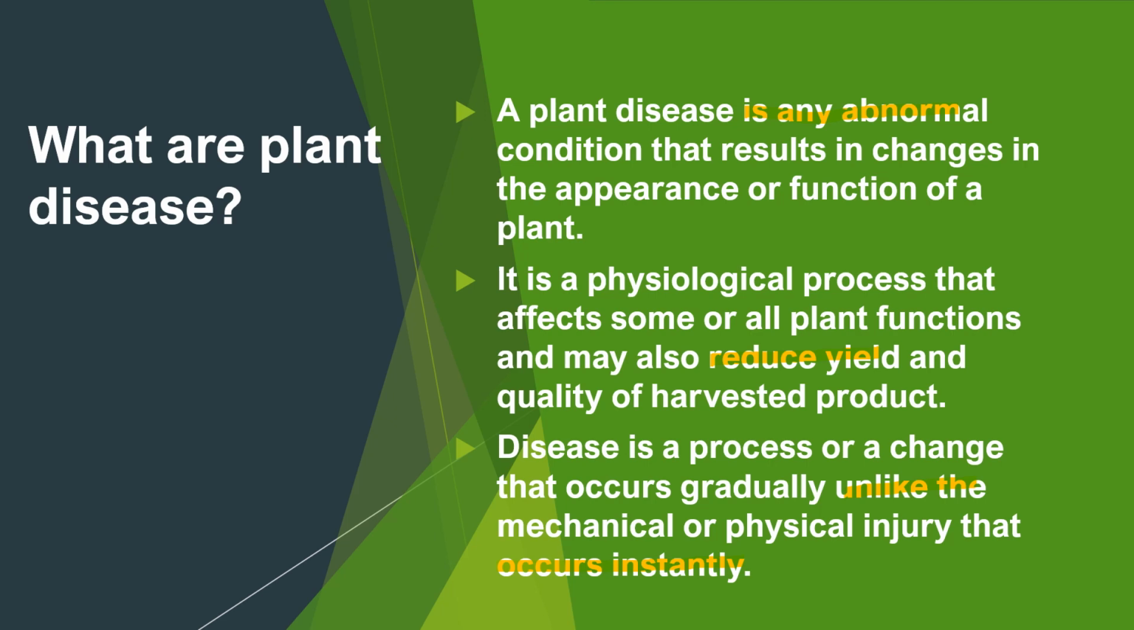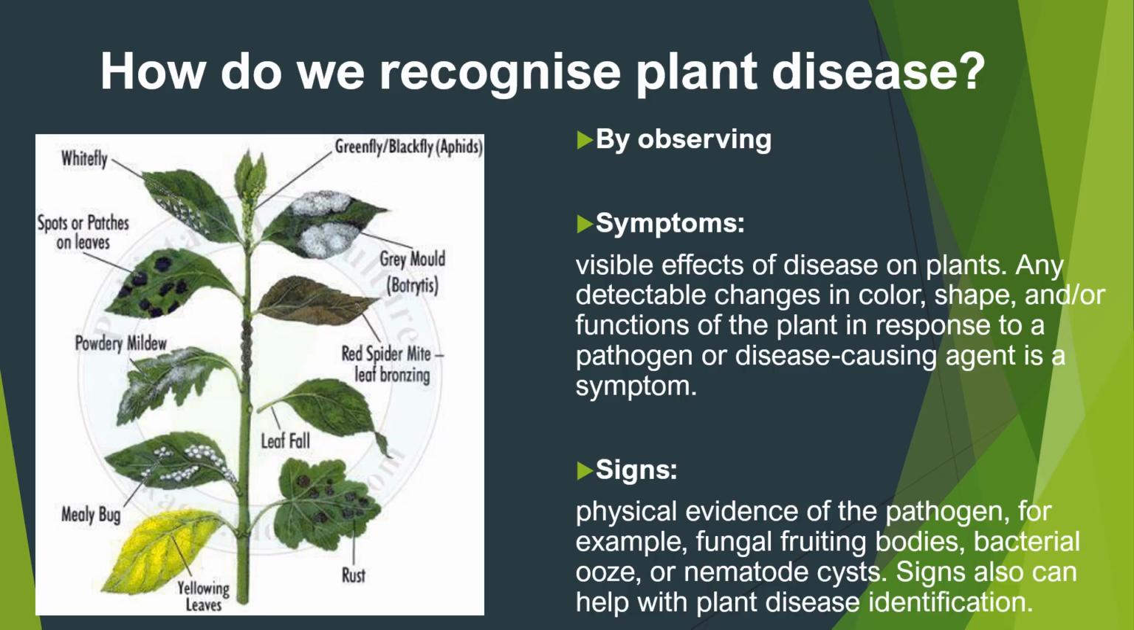It's not like you observe a plant which is healthy at night and in the morning you see it is all wilted and broken. So it's not a disease; there might be some mechanical injury. So it is very important to differentiate between mechanical injury and disease. Now, how do we recognize that a plant has a disease?